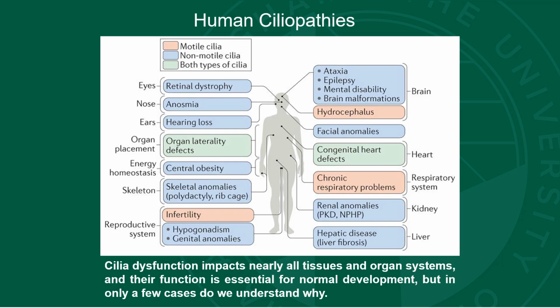When we first started these studies nearly 20 years ago, cilia were thought to have little importance to human health. That view has dramatically changed, in large part due to the identification of variants in patients with complex syndromes that are now referred to as ciliopathies. We now know that cilia dysfunction impacts nearly all tissue and organ systems of the body, and that cilia function is actually essential for normal development. But in only a few cases do we currently understand the role that cilia play in these tissues and how they lead to these phenotypes.